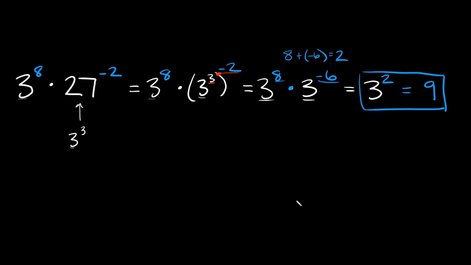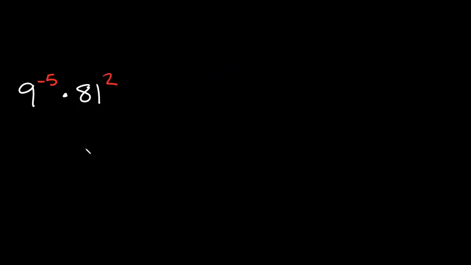Okay, so let's just do a few more problems that are just going to be a little bit harder. All right, so here is the next problem. So here we have 9 raised to the negative 5th power times 81 raised to the 2nd power, okay? So again, the first thing you want to do is see if you can rewrite the bases somehow so they match up with each other. And one thing you can see here is 81. We can rewrite 81 as 9 squared, right? And then you see we would have the same base, right? Got a 9 there, got a 9 there. So that's what we're going to do here.